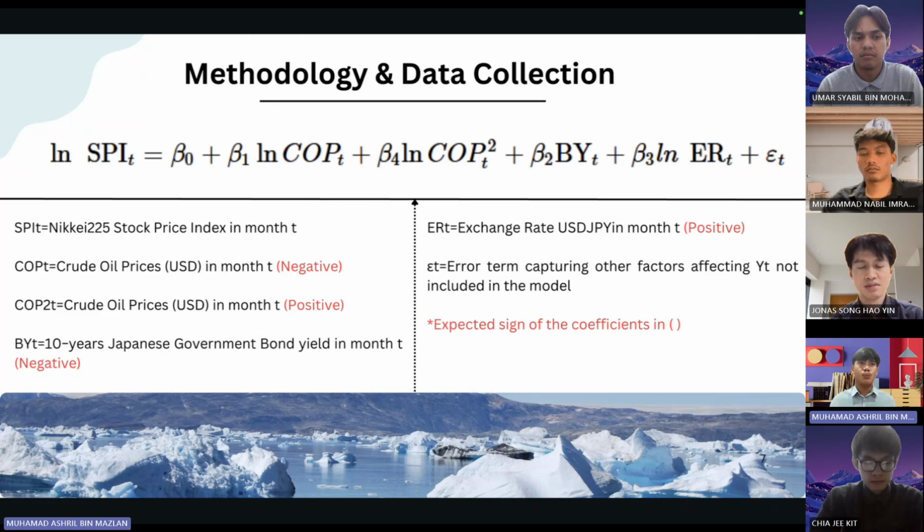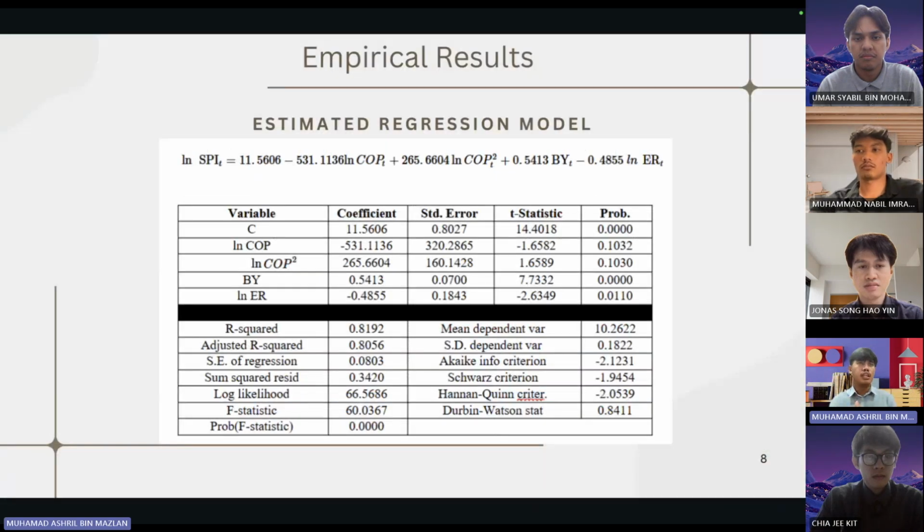we use the data from January until October of 2024, and then we run it in EViews, and this is what we have for the estimated regression model.